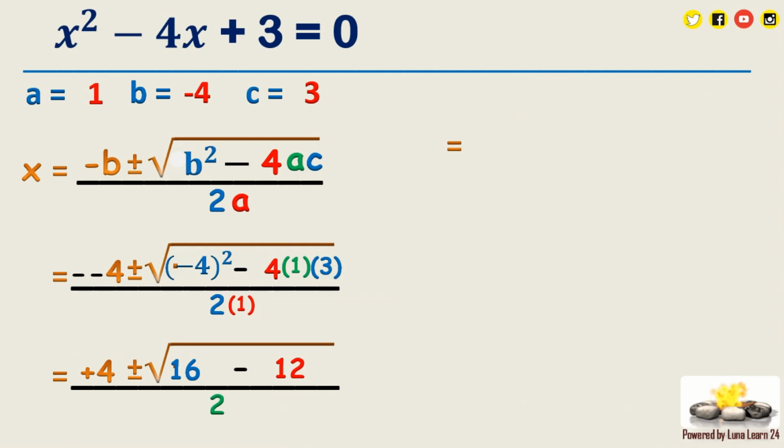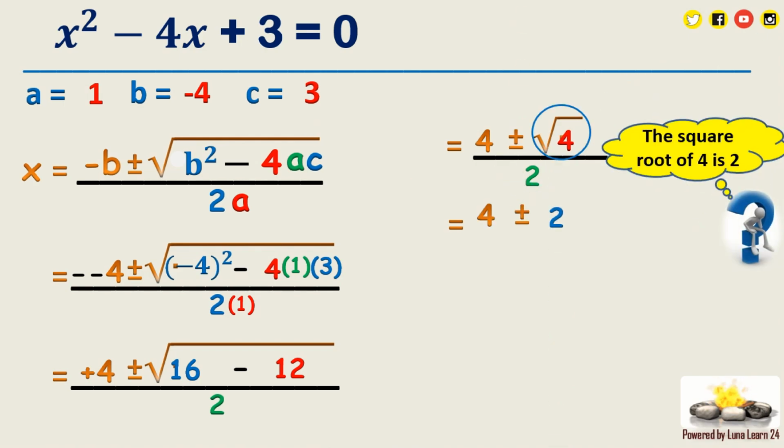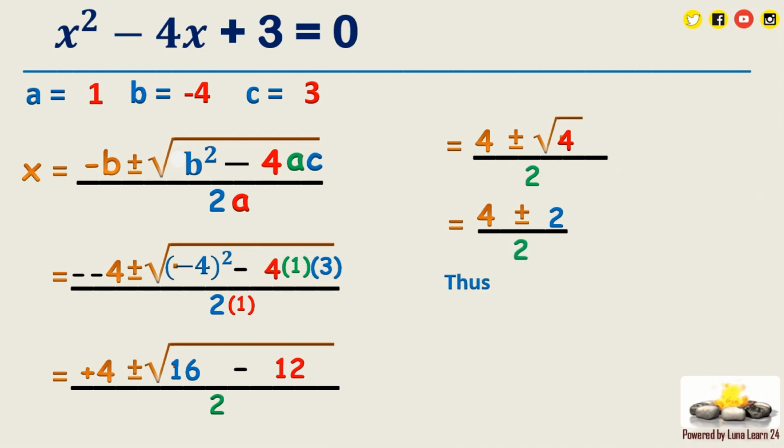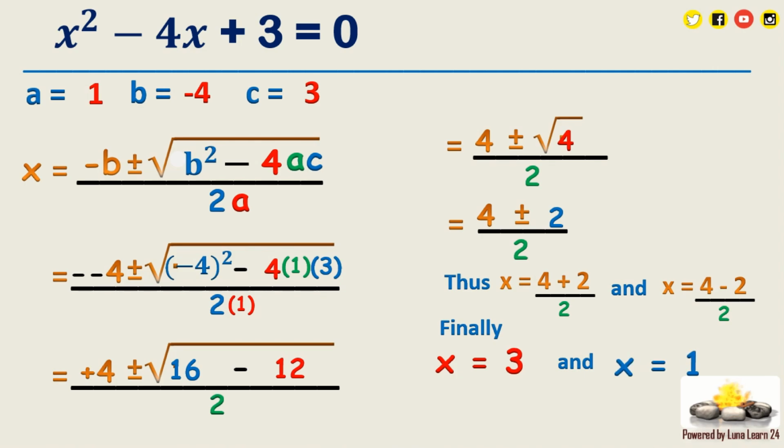We simplify what we have inside the root sign. This is going to give us plus 4, plus or minus the square root of 4, all that on 2. From this point, the square root of 4, as you already know, is 2. So here we are going to have 4 plus minus 2, all that on 2. Therefore, the values of x are as follows. Either x is equal to, we take the positive sign, 4 plus 2 on 2, or x equals 4 minus 2 on 2, giving us the final values, x equals 3 and x equals 1.